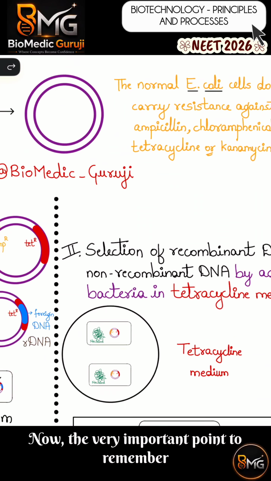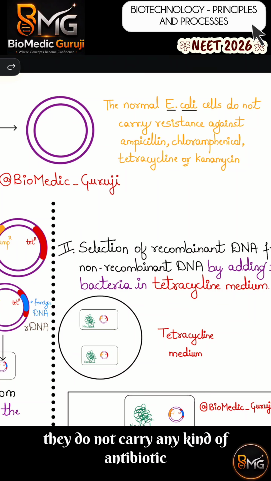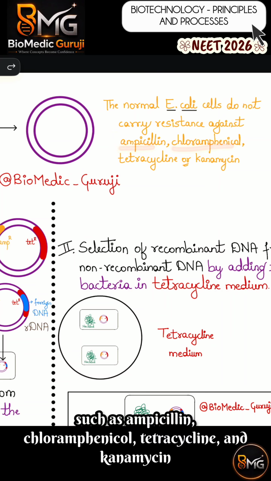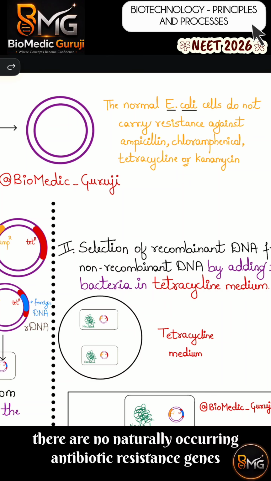Now, the very important point to remember here is that naturally occurring E. coli bacterial cells do not carry any kind of antibiotic resistance genes against antibiotics such as ampicillin, chloramphenicol, tetracycline and kanamycin. These are antibiotics. Against these antibiotics, there are no naturally occurring antibiotic resistance genes.